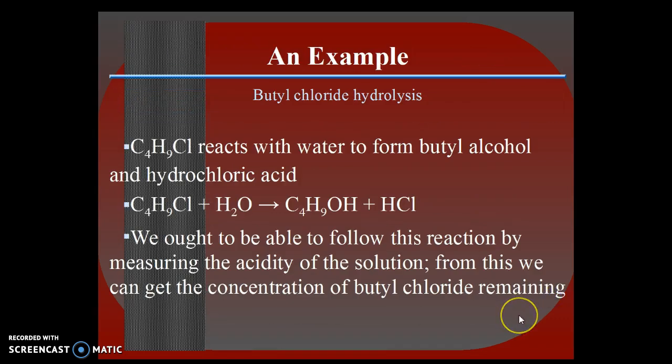Let's take an example, the hydrolysis of butyl chloride. Butyl chloride reacts with water to form butyl alcohol, or butanol, and hydrochloric acid. This acid appears as time goes on, so we should be able to follow the reaction by measuring the acidity of the solution as a function of time, because that will give us how much butyl chloride is remaining by simply subtracting the butyl alcohol from the original butyl chloride.